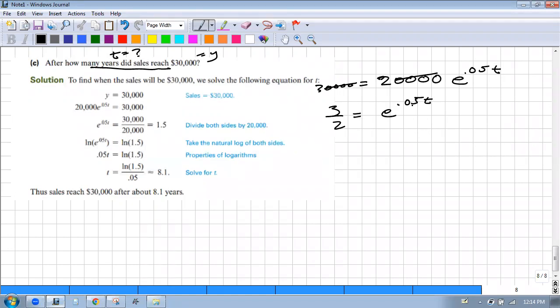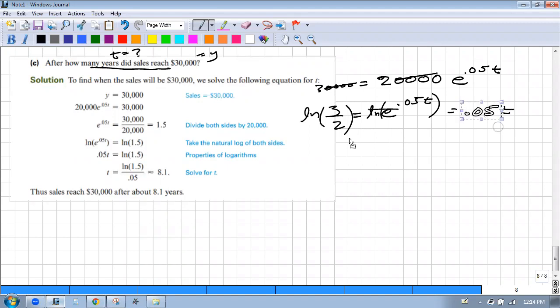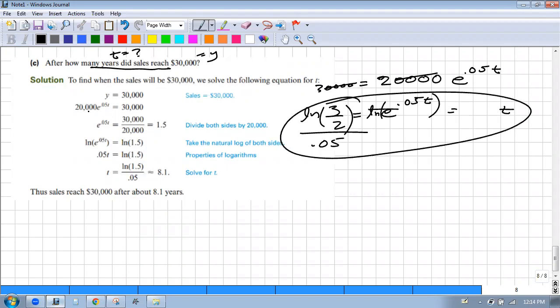To get rid of the exponential here, let's take the natural log of both sides. So those undo one another. And now divide both sides by 0.05. So that's what t is. That's all they're doing here, right? They replace y with 30,000 and then move this under there, which gives us 1.5. Take the natural log of both sides and then divide by that. That's it, right? Two variables, if they give you one, you can solve for the other.